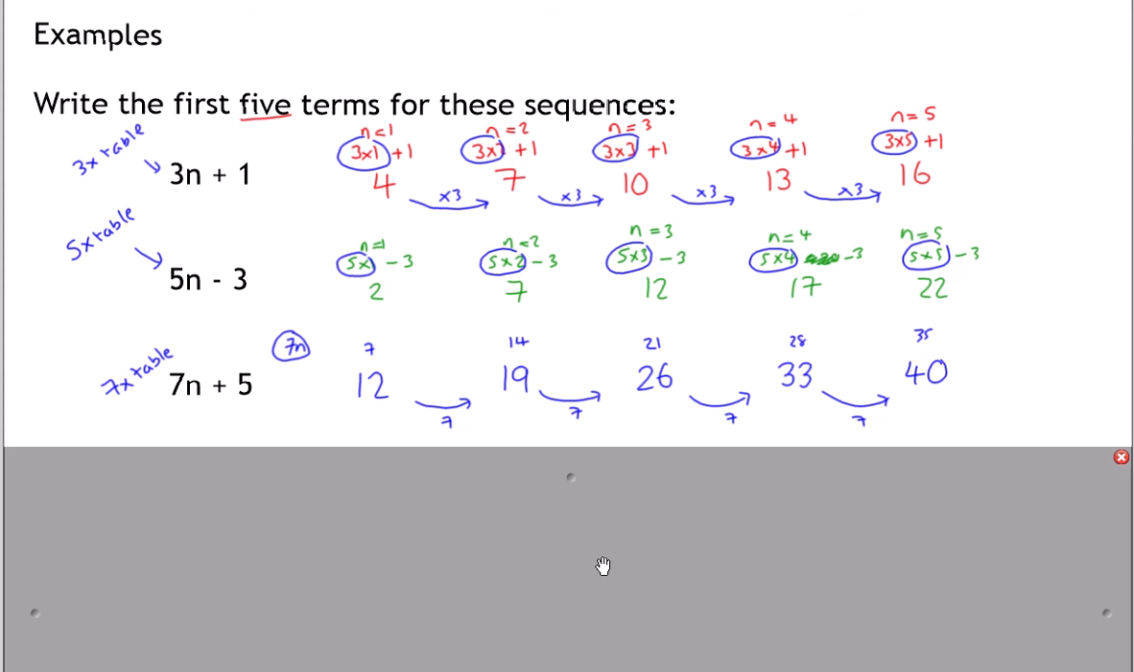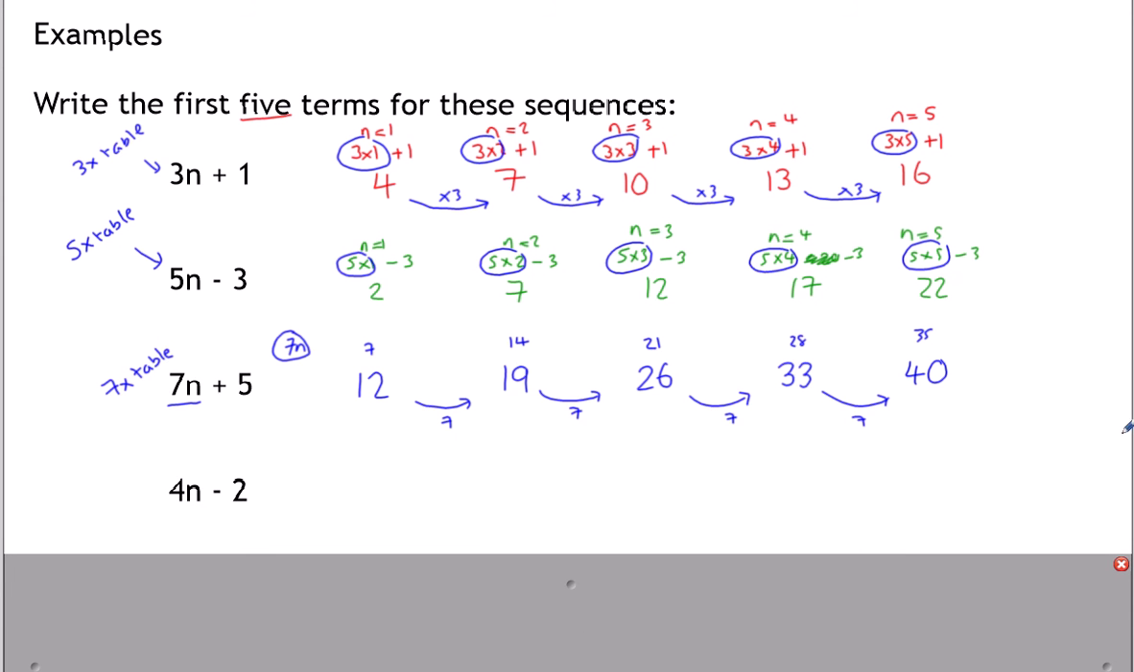Okay, so this is the quickest way to write a sequence if it's a times table one. Write down the times table. So I wrote down the 7 times table first of all. That's the little writing on the top, and then I added 5, and that made the sequence for me.